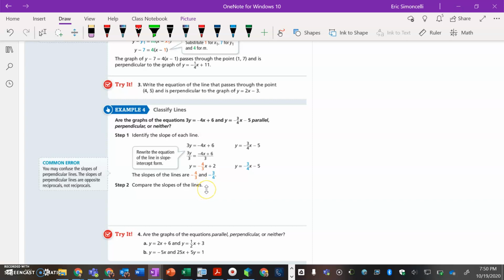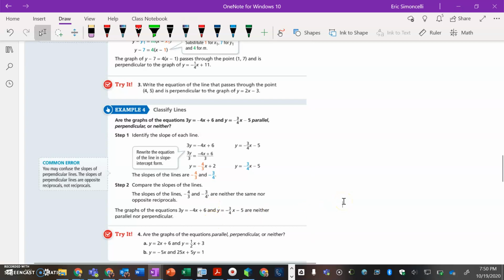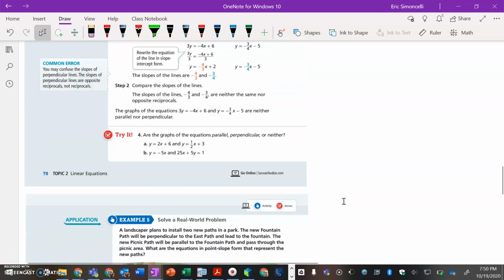Step 2, compare the slopes of the lines. As it says, these are reciprocals, but they're not opposite. Neither the same nor opposite reciprocals. So we can't argue for parallel nor perpendicular as a final answer for those two lines.